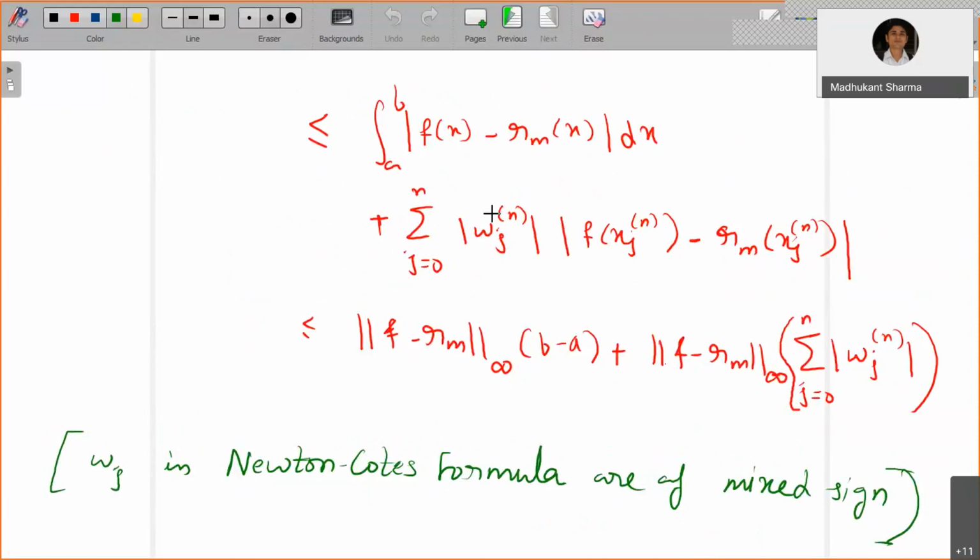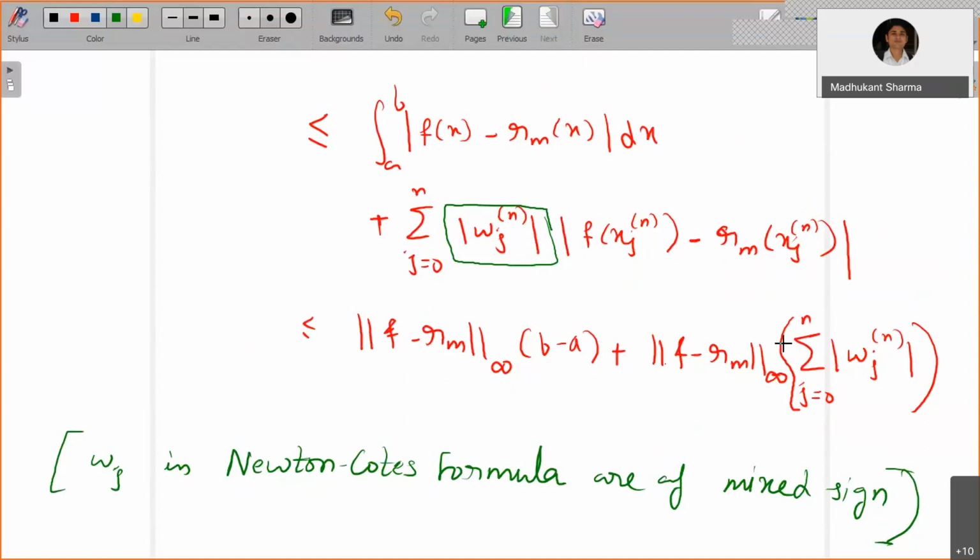Now the w_j are not of the same sign, so that is why the mod is sitting here. The mod is still there because we don't know whether they are all positive or all negative. So now you can still bound this magnitude by the infinity norm of f minus R_m. So this is going to be the infinity norm of f minus R_m times (b minus a), plus the infinity norm, which is taken out, times the summation j equals 0 to n of mod of w_j^n.